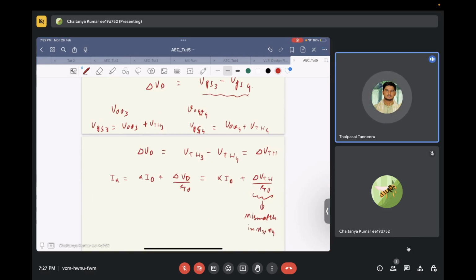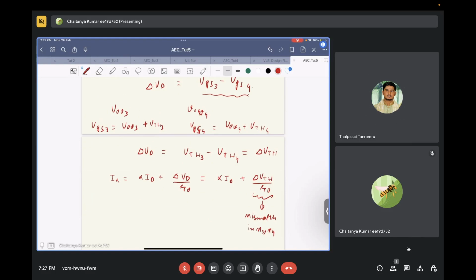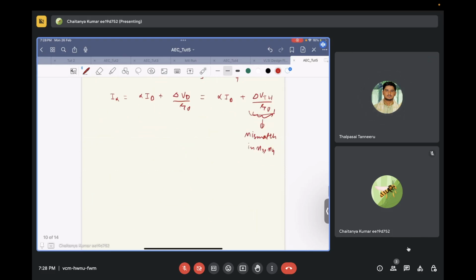Here current is increasing. In the previous case, what we have taken, current is decreasing. No, that will depend basically on the sign of delta VTH. If delta VTH is negative, it will reduce. If delta VTH is positive, it will increase. The absolute value of error is modulus of delta VTH by R naught. Okay. Now let's assume the other case.